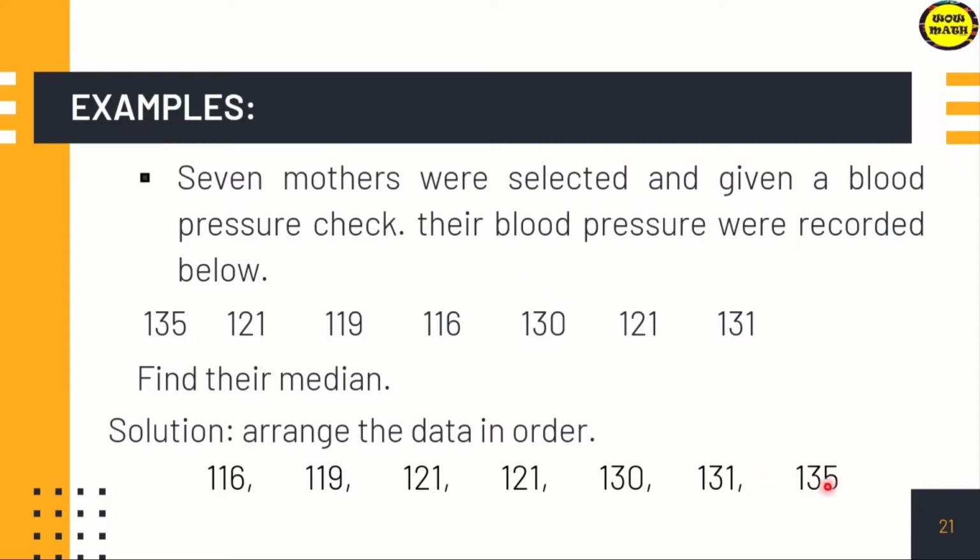130, 131, and 135. Bilangin natin kung odd or even ba. 1, 2, 3, 4, 5, 6, 7, and 7 is an odd number. Ibig sabihin, meron lang tayong isang gitna diyan, and that is 121. Therefore, ang median natin dito ay 121.